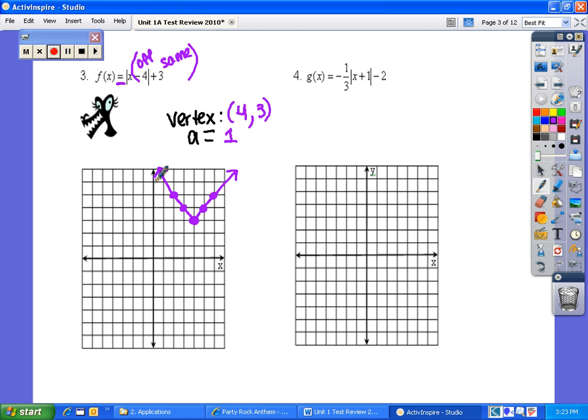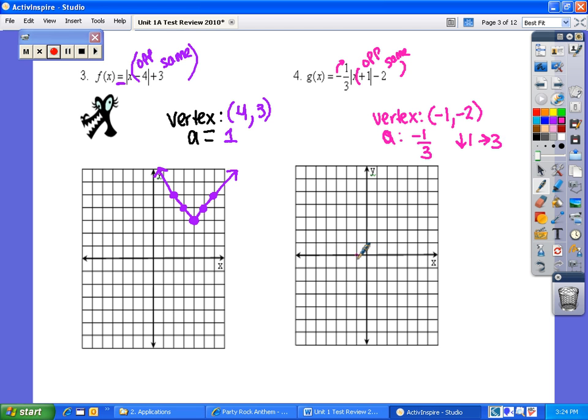Okay, the next one we have to find our vertex. Remember, the vertex is opposite of this number. Second number stays the same. So our vertex here will be at -1, -2, and the A value, which is our slope, will be -1/3. That negative is going to carry up to the 1, meaning we're going to go down 1 and right 3 once we start graphing.